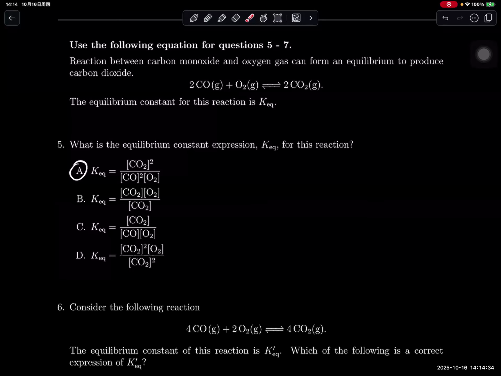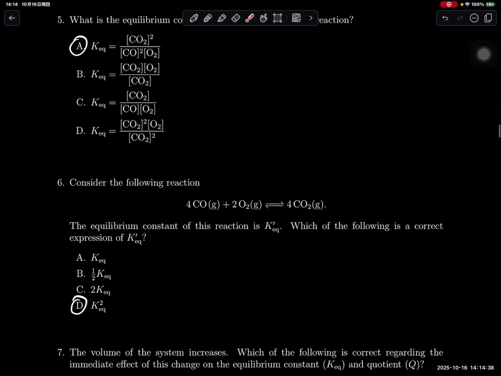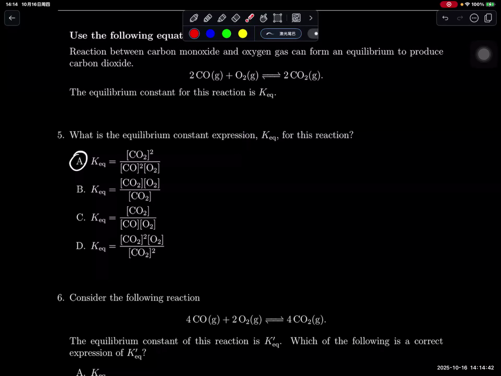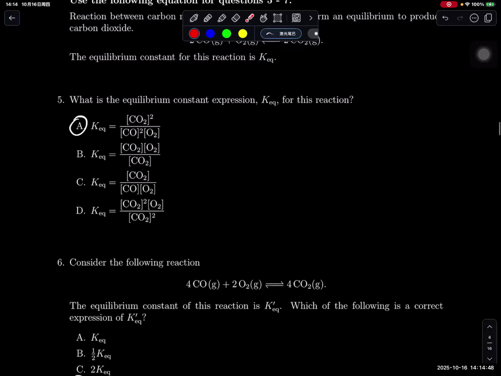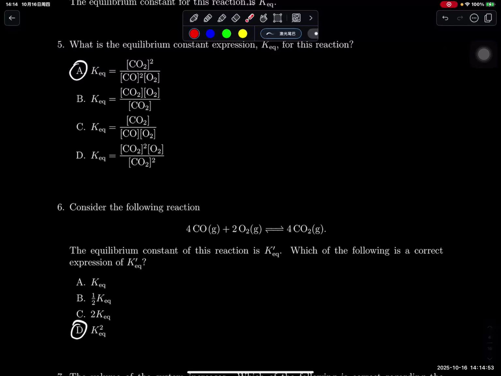Okay, question 6, consider the following reaction. So that reaction is basically the primary reaction with the molar ratios multiplied by 2. That means your KEQ, everything must also be squared, because everything is multiplied by 2. That means the original equilibrium constant squared.